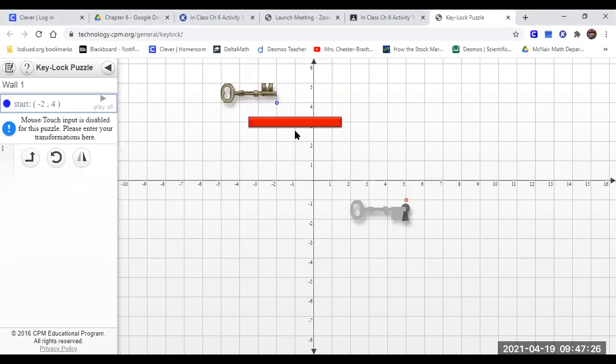Oh no, I see a wall. I cannot flip over a wall or spin through a wall. So my first motion has to be get away from the wall. So it's going to be a slide. Okay, so I can't go ahead and spin yet. I can't go ahead and flip yet. I have to get away from the wall.